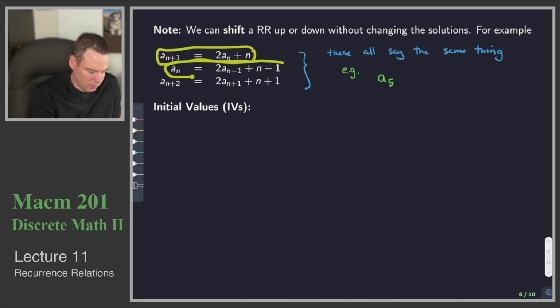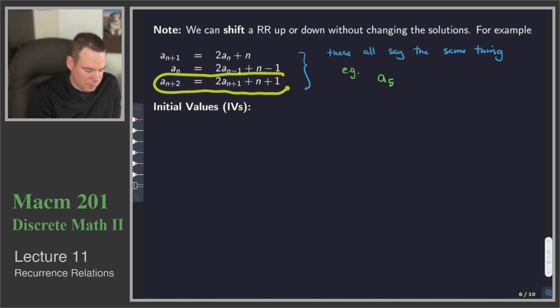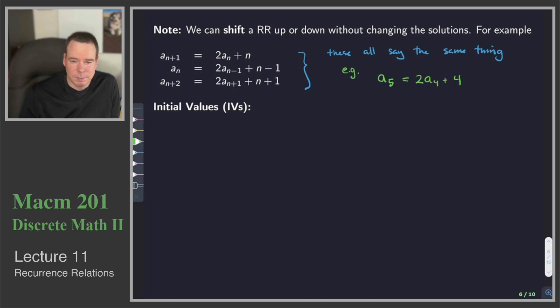What would this one say? This would say a sub 5. That would be 2 times a sub 4 plus 4. What about this one? A sub 5, so that would be n is equal to 3. That would say 2 times a sub 4 plus 4. So they all say the same thing. They all say just take twice the previous one and add the subscript of the previous one.